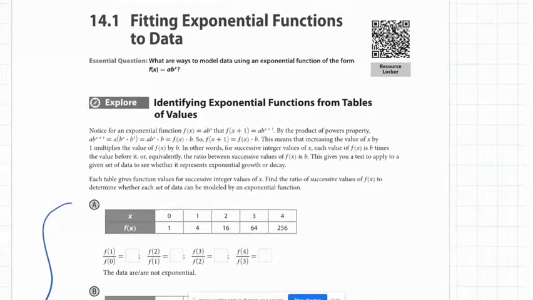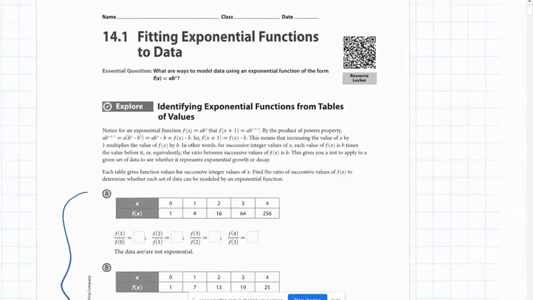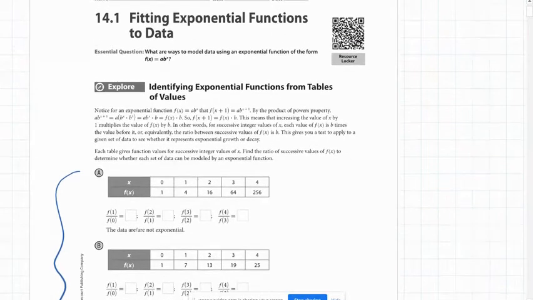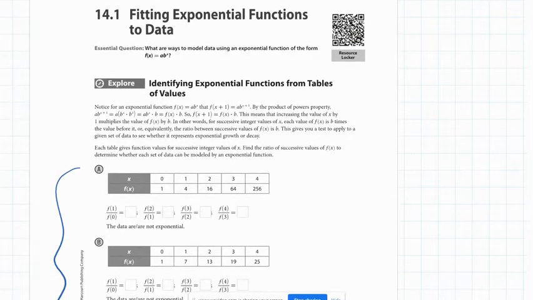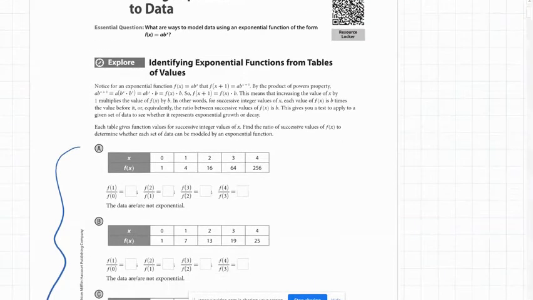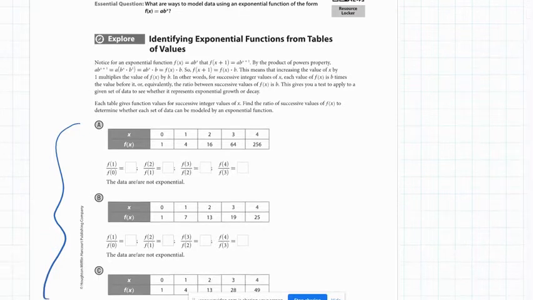Today we're going to be working on section 14.1 in your Algebra 2 book. And we're going to look first at how you can tell from data if a function might be exponential or not. And then we're going to look at using technology, your graphing calculator in particular, to come up with an exponential curve that does a good job of fitting a bunch of real life data.